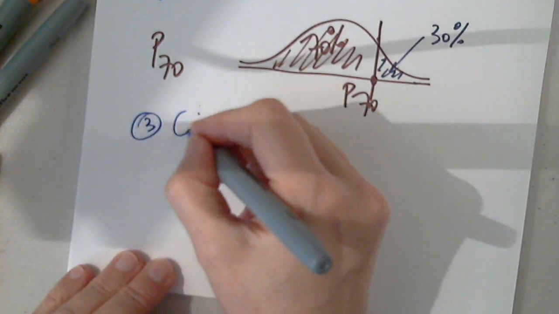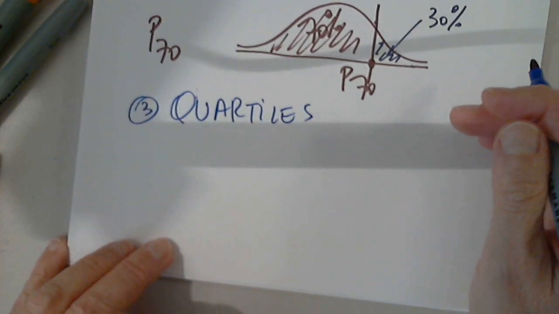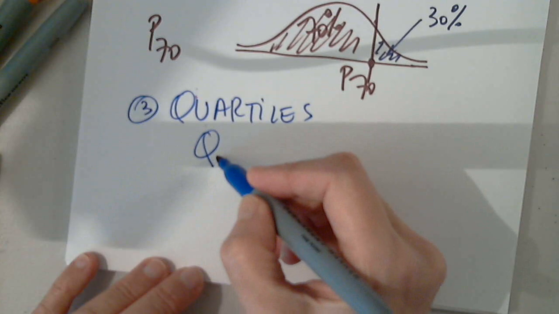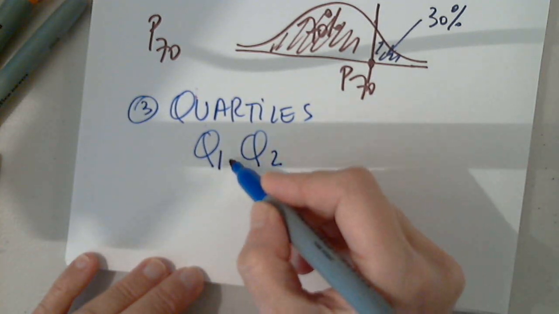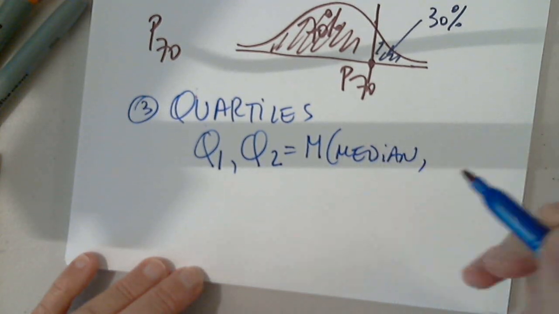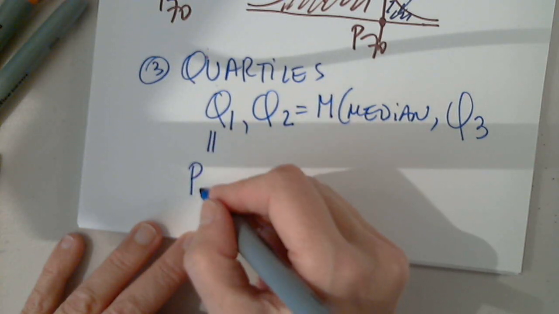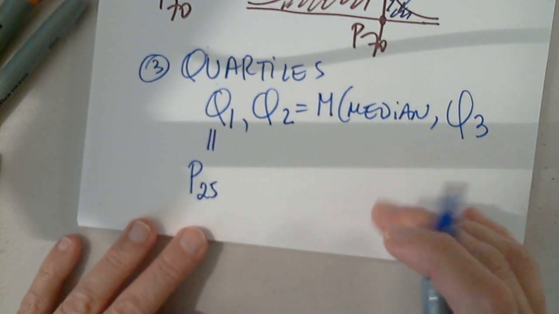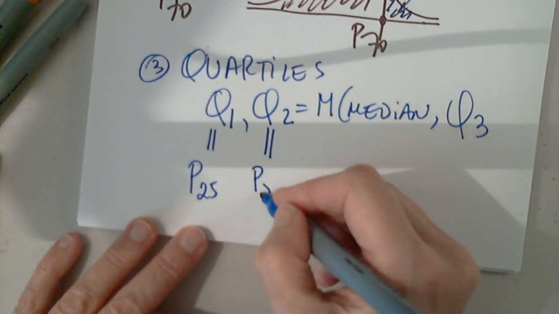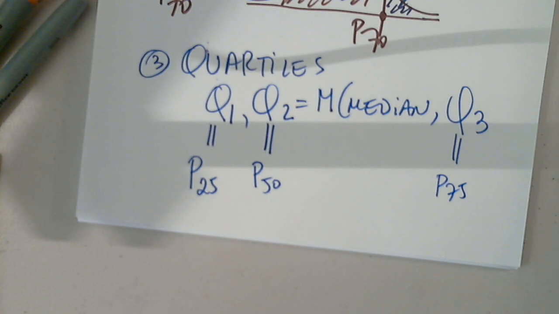Number 3, we have quartiles. And there are 3 quartiles. Q1, Q2, which is the same as the median, and Q3. Q1 is the same as P25, the 25th percentile. Of course, Q2 is the same as the 50th percentile. And of course, Q3 is the same as the 75th percentile.